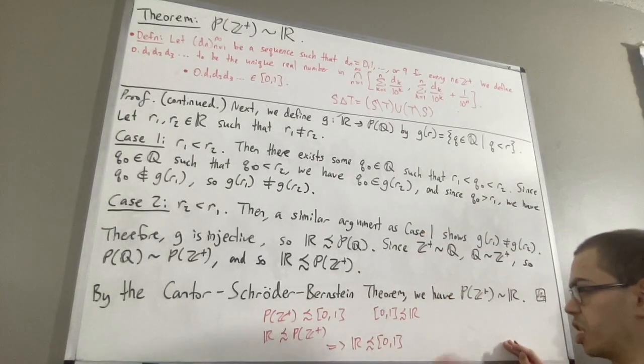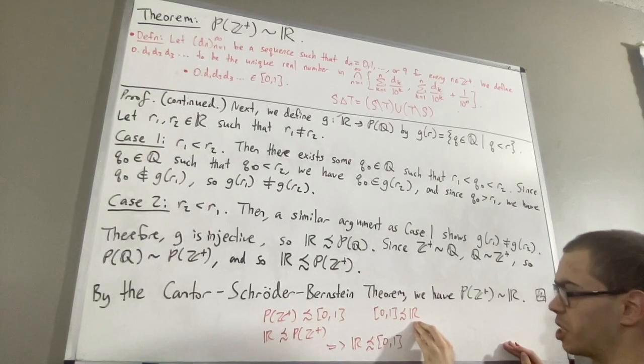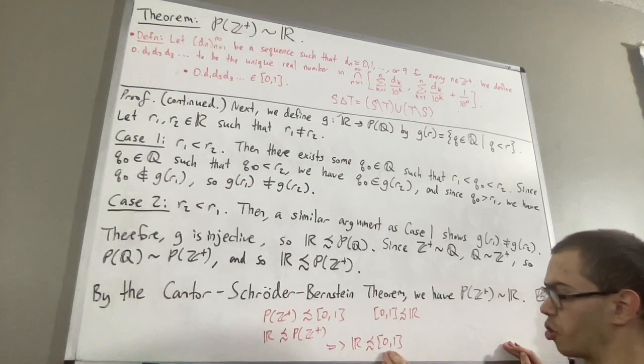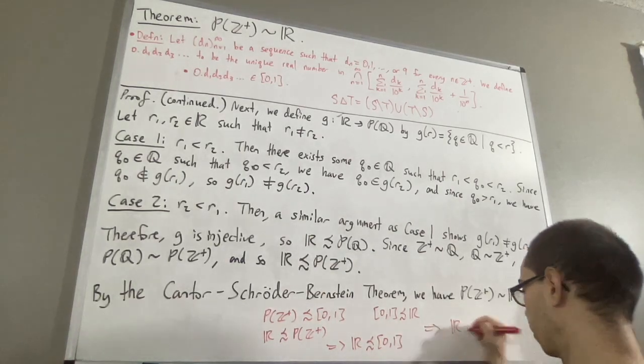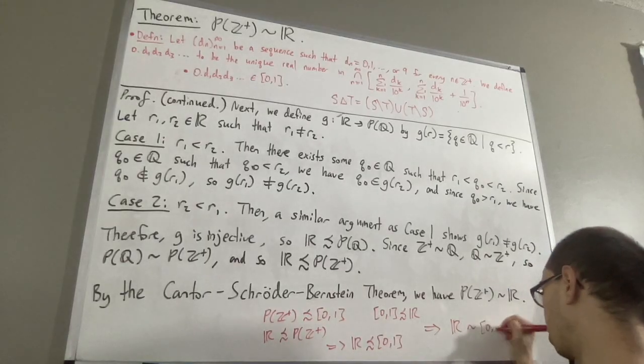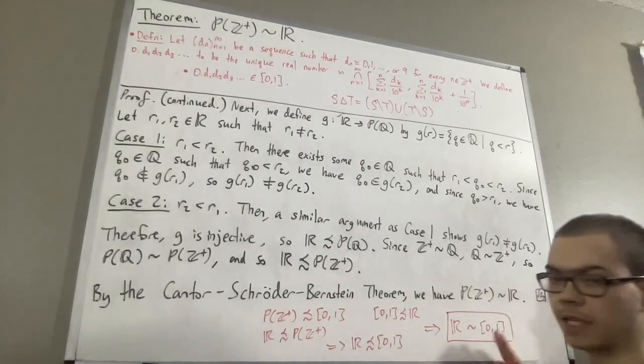So, because there's an injective function from 0, 1 to the real numbers, and there's an injective function from the real numbers to 0, 1, by the Cantor-Schroeder-Bernstein theorem, there must be a bijection from the real numbers to the closed interval 0, 1. And so we get this as a corollary of it.